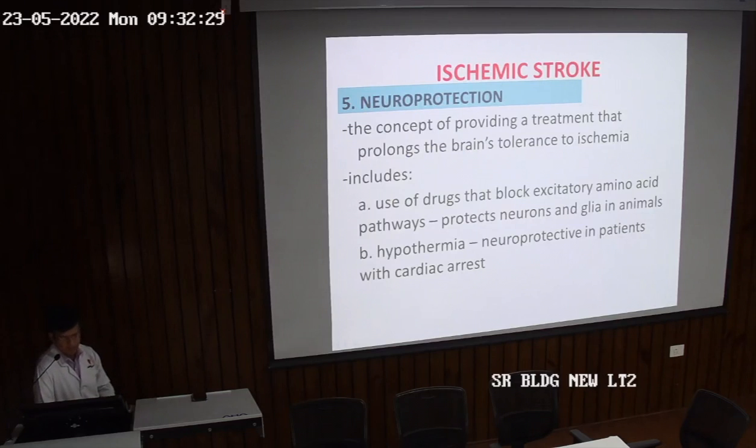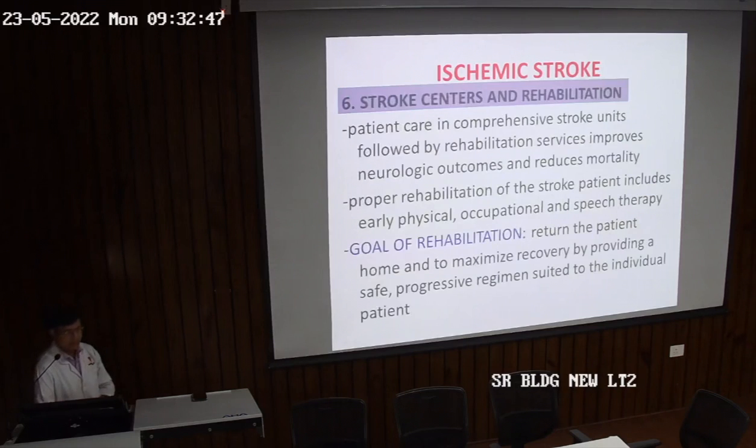Then comes the neuroprotection. Neuroprotection is the use of drugs which block the excitatory amino acid pathways, which protects the neurons and glia in animals, and hypothermia, which is neuroprotective in patients with cardiac arrest. So the neuroprotection can be done with the use of these maneuvers. Then there are certain stroke centers and rehabilitation which provide rapid recovery of these patients.